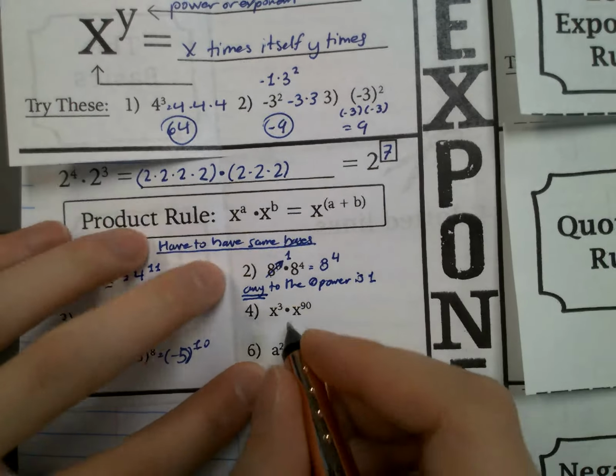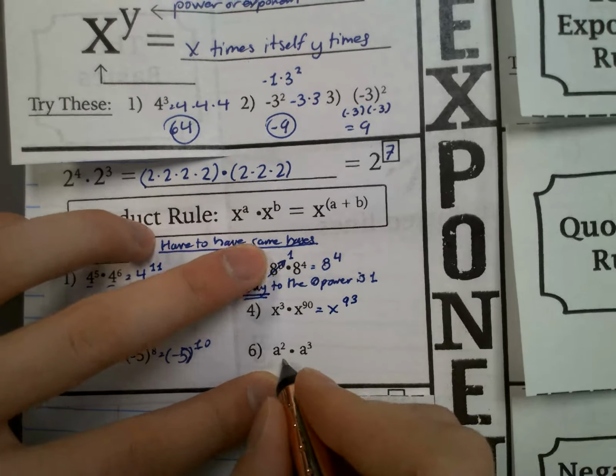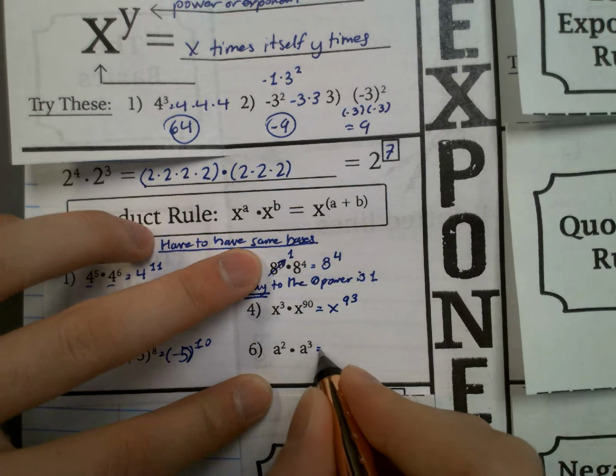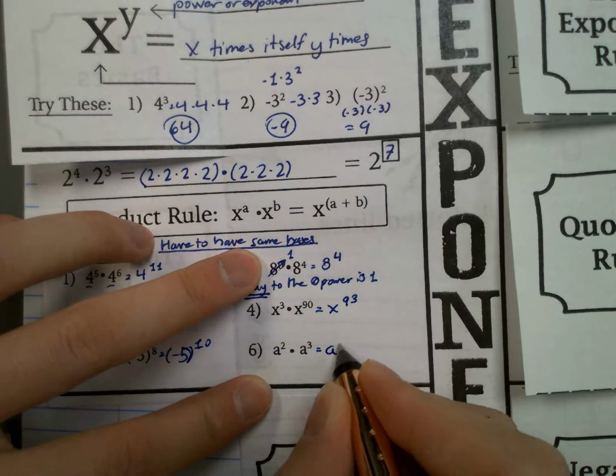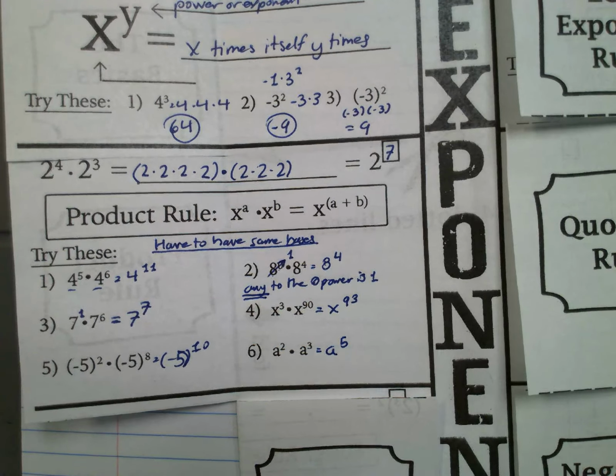Okay. Next one, we have x to the 3rd times x to the 90. So that means x to the 93rd. And then we have a squared times a to the 3rd. That's going to give me a to the 5th. And there's all our products.